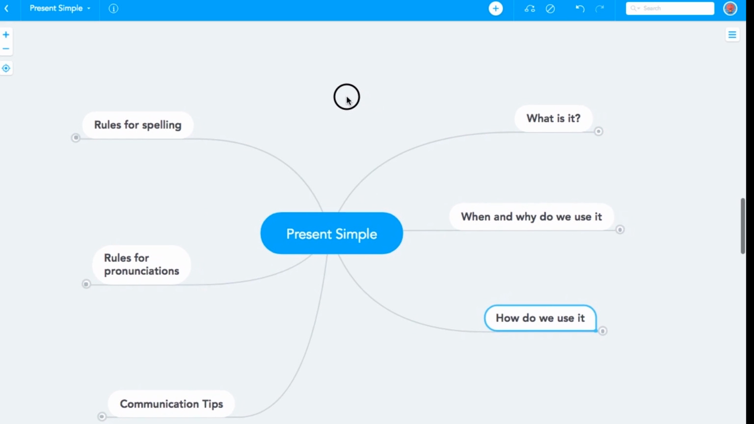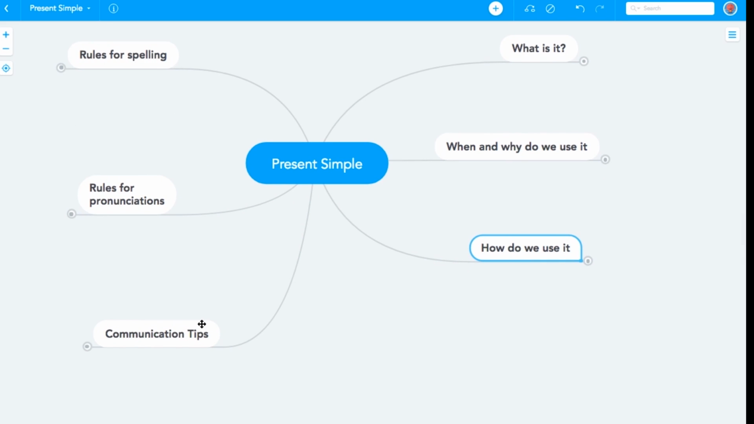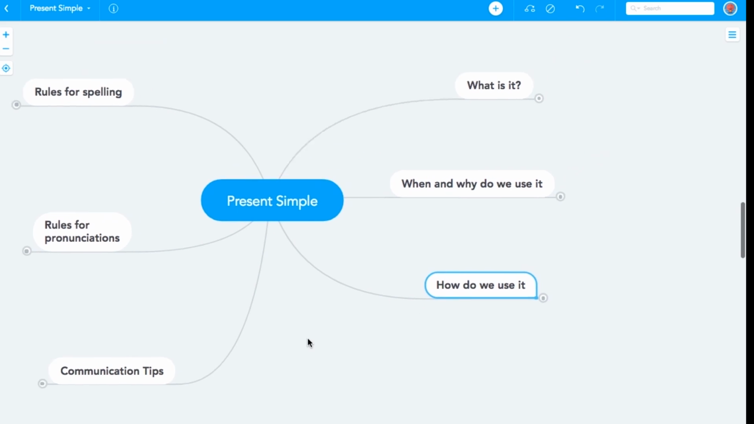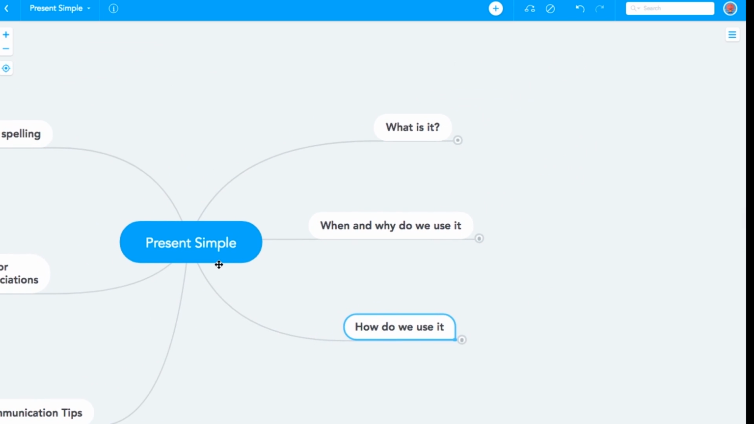In this series of videos, we'll be analyzing the first tense, which is simple present or present simple. We'll be exploring the following topics: what it is, when and why we use it, how we use it, the rules for spelling, the rules for pronunciation, and some communication tips. Let's start with what present simple is.